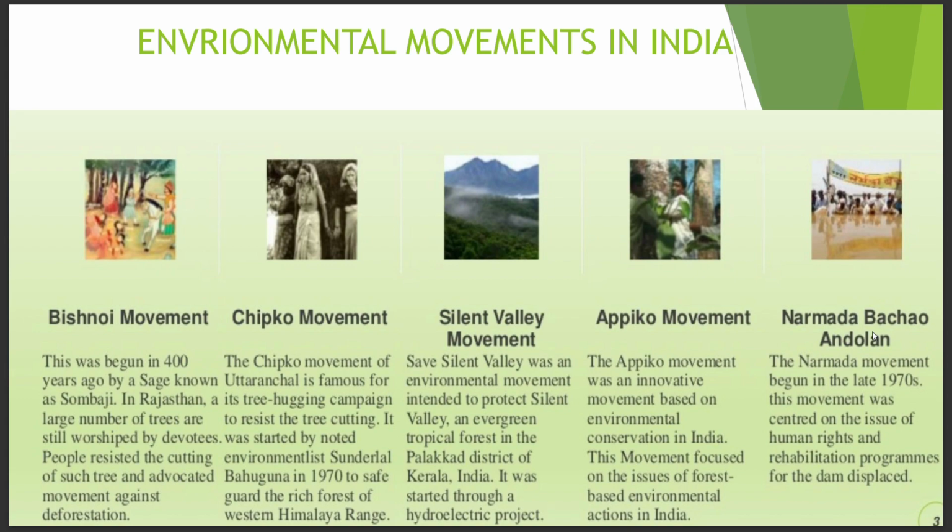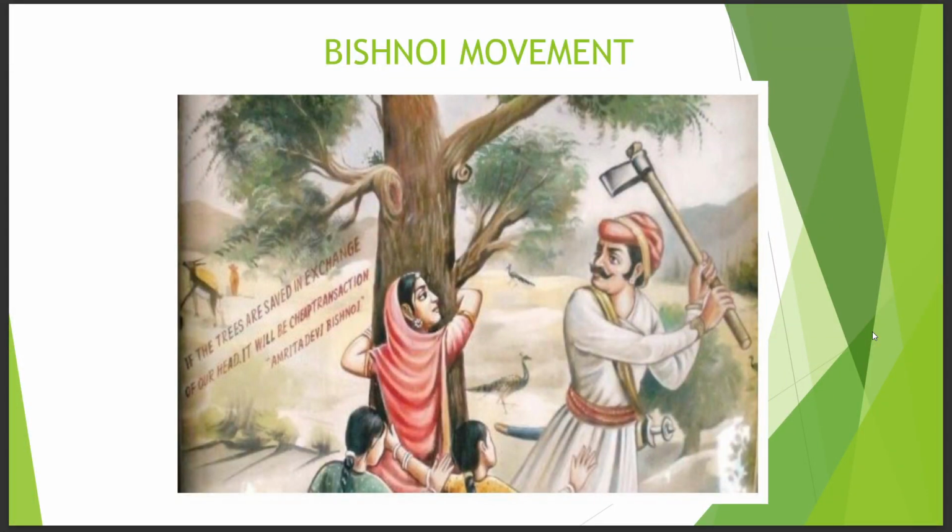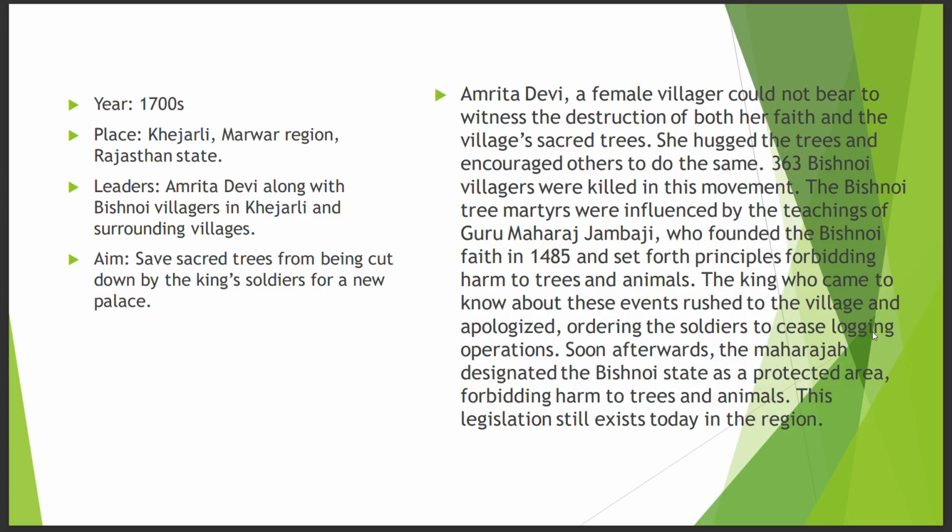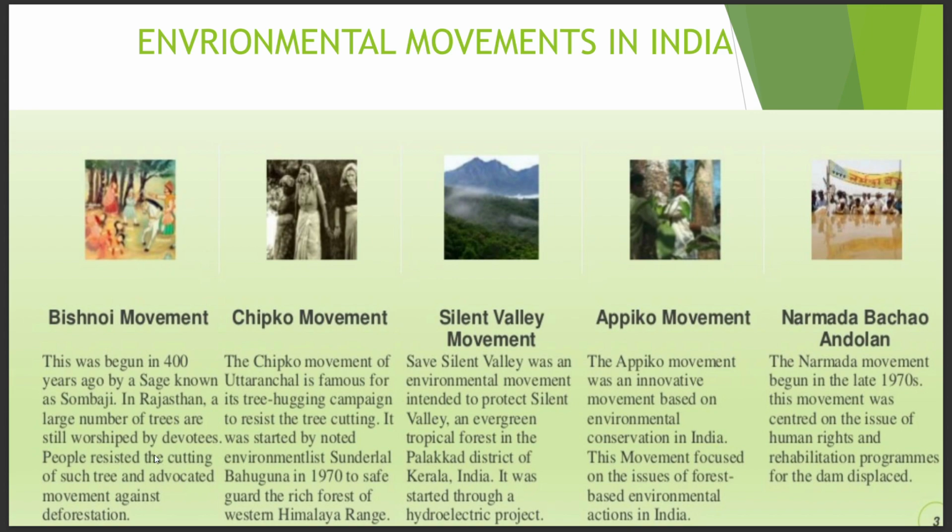One is the Bishnoi movement. The Bishnoi movement was begun 400 years ago by a sage known as Sombhaji in Rajasthan. A large number of trees were worshipped by devotees. People resisted the cutting of such trees and advocated a movement against deforestation. Then the Chipko movement, Sundarlal Bahuguna, 1970, to safeguard the rich forest of the Western Himalaya range in Uttaranchal. The tree hugging campaign happened.